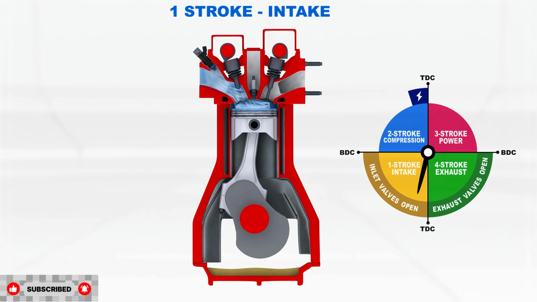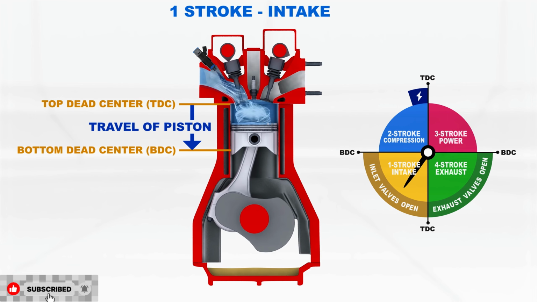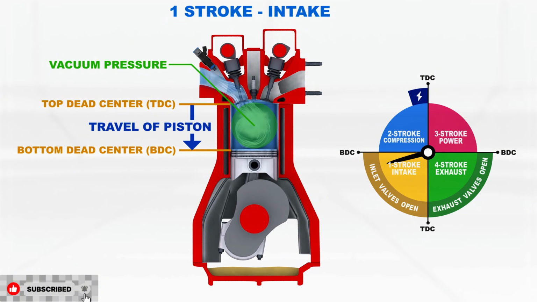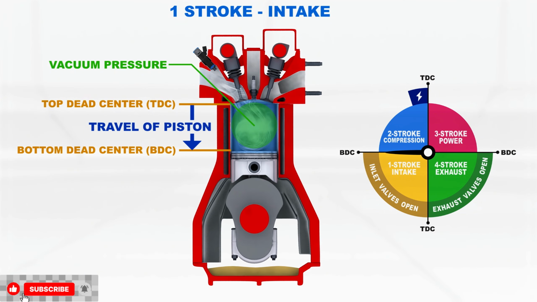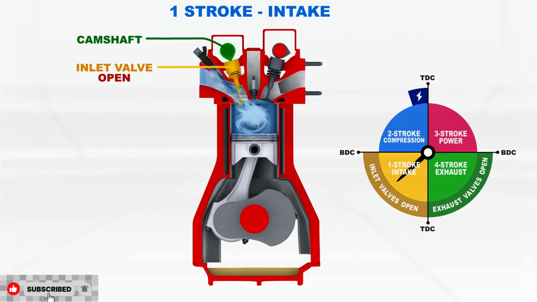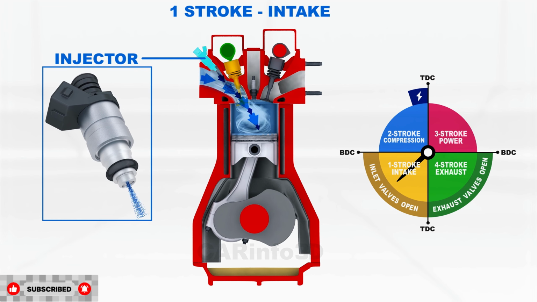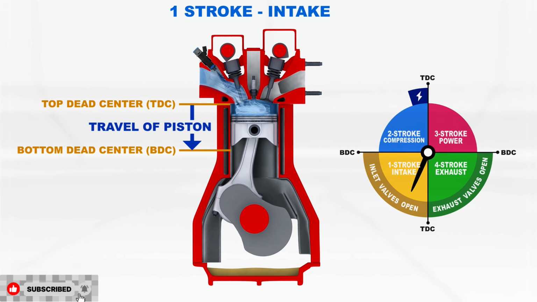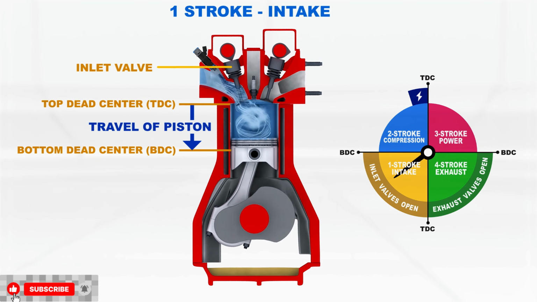Stroke 1, intake. The piston travels down from top dead center to bottom dead center. The cylinder volume expands, creating vacuum pressure. At the same time, the camshaft causes the inlet valves to open, allowing the fuel-air mixture to enter the cylinder. In modern-day vehicles, gasoline is supplied via an injector, whereas in the past, carburetors performed this function. The stroke is completed when the piston reaches bottom dead center and the inlet valves close.